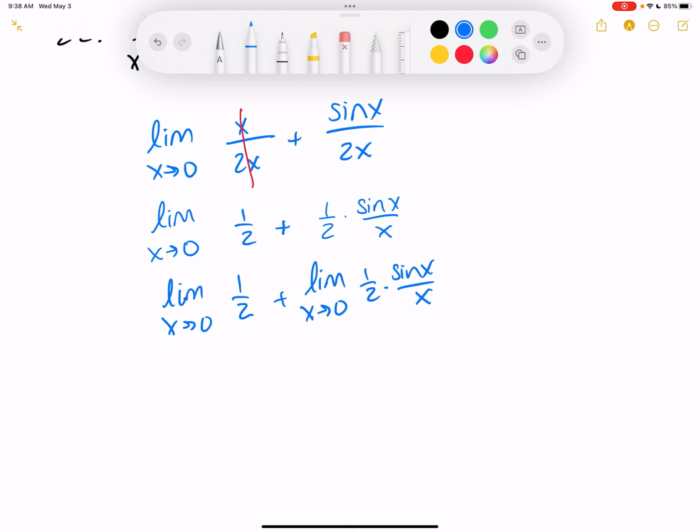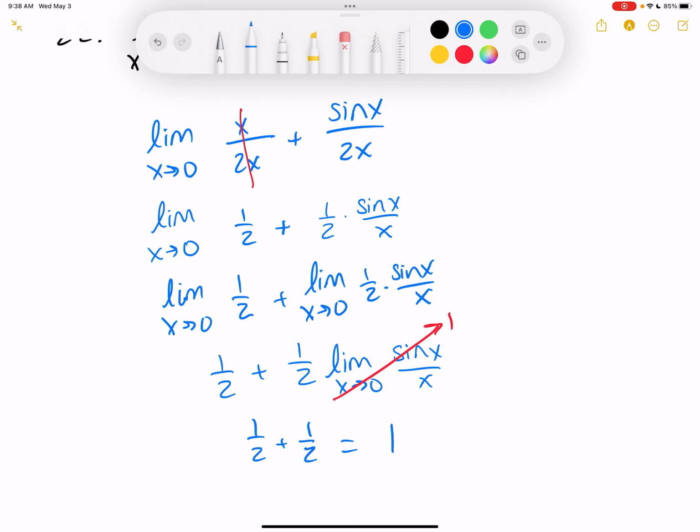So the limit as x approaches 0 of 1/2 would be what? 1/2, because there's no x. Plus 1/2 times the limit as x approaches 0 of sine of x over x. What's the limit of sine of x over x as x approaches 0? Sine of x over x is 1. Okay, so this goes to 1. So I'm left with 1/2 plus 1/2, which is equal to 1.